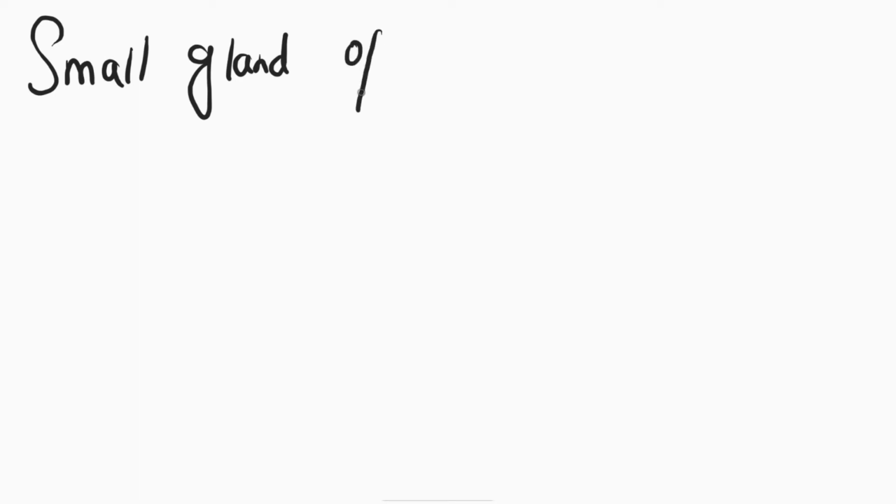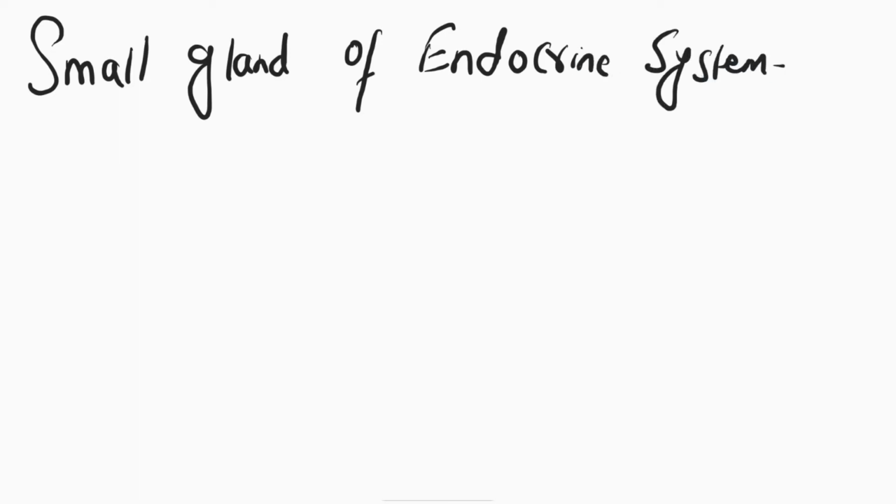Today I will teach you about a small gland of the endocrine system. The small gland of the endocrine system is known as the parathyroid gland.